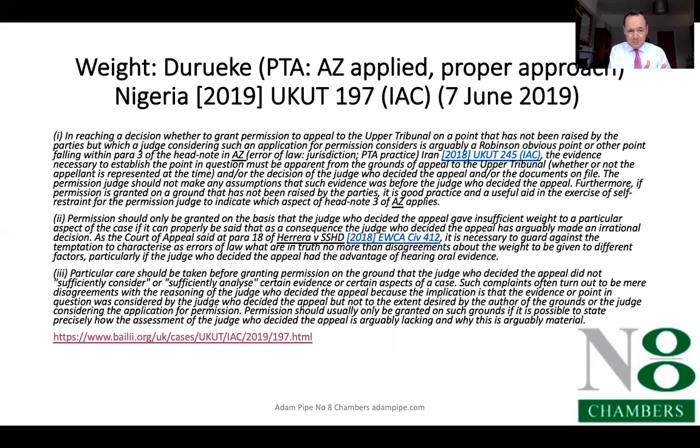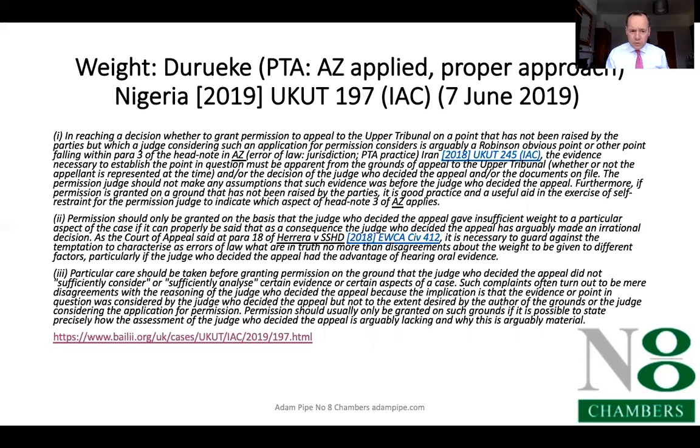So look at Roman 2 there. Permission should only be granted on the basis the judge who decided the appeal gave insufficient weight to a particular aspect of the case if it can properly be said that as a consequence the judge who decided the appeal has arguably made an irrational decision. And then they cite the Court of Appeal saying what we must guard against is them being in fact disguised disagreements. So you've got to show that actually if it's a weight challenge that the judge was irrational in their approach.